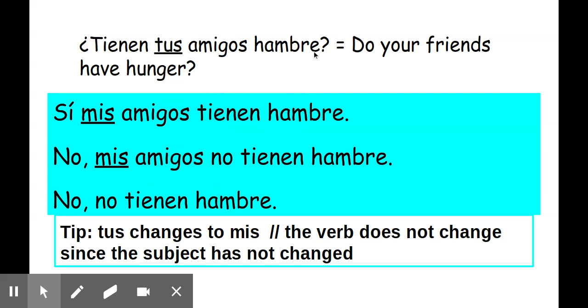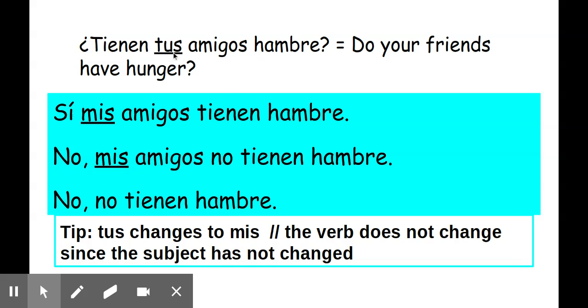¿Tienen tus amigos hambre? Do your friends have hunger? You change the tus to mis. Sí, mis amigos tienen hambre. Yes, my friends have hunger. Notice that the verb here does not change. It's still tienen, and it's tienen in the answer. But notice that the tus changes to mis.